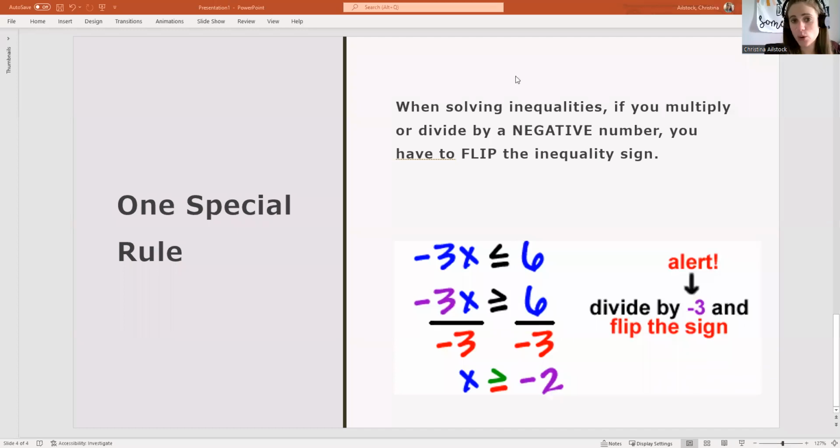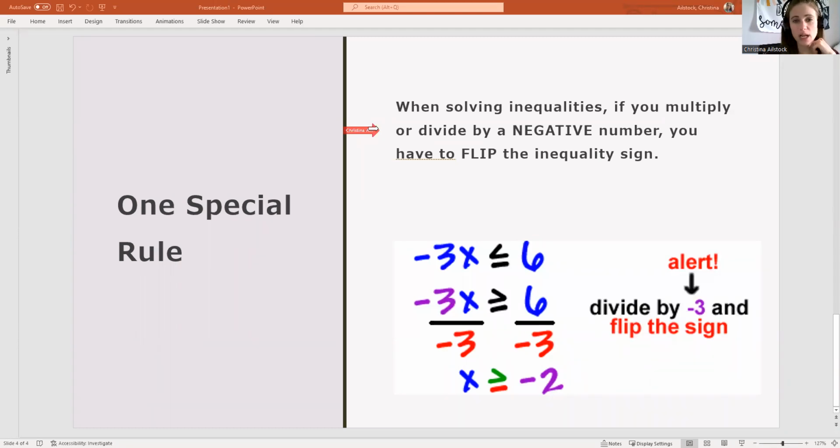And the last thing that we need to cover before we get to our practice is there is one special rule that comes to inequalities. It is the one difference in the steps that you take to solve an equation versus an inequality. And that is when you multiply or divide by a negative number, you have to flip your inequality sign.